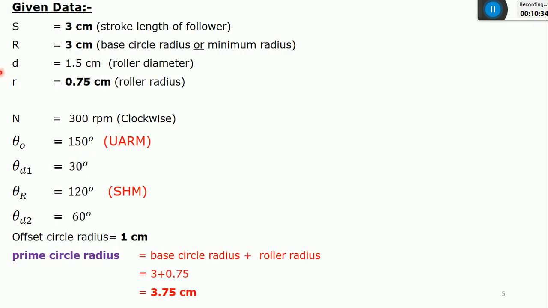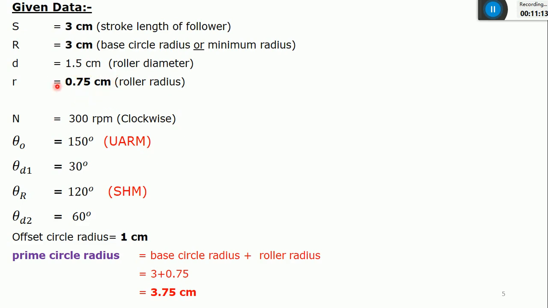First, I'll write down the given things. As given in the problem, the stroke length is S, that is 3 centimeter. So you can see here it is the stroke length of the follower. And one more parameter, the base circle or the minimum radius, is also given as 3 centimeter. I'll take it as a capital R. And one more parameter is the roller diameter. The diameter of the roller follower is given as 1.5. Usually I want the radius of that roller, so 1.5 divided by 2 gives the radius of the roller as 0.75 centimeter.